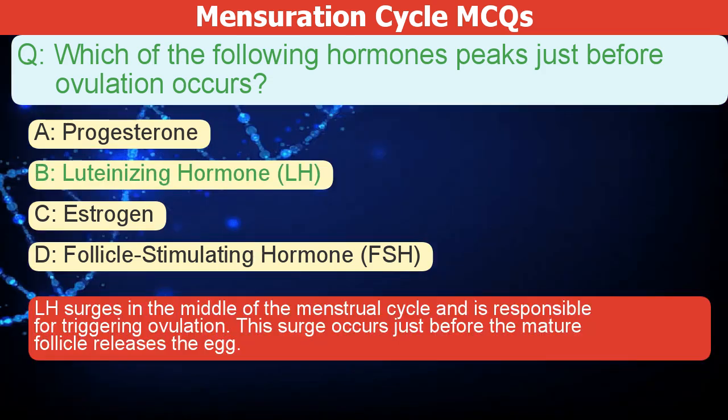The correct answer is B. LH surges in the middle of the menstrual cycle and is responsible for triggering ovulation. This surge occurs just before the mature follicle releases the egg.